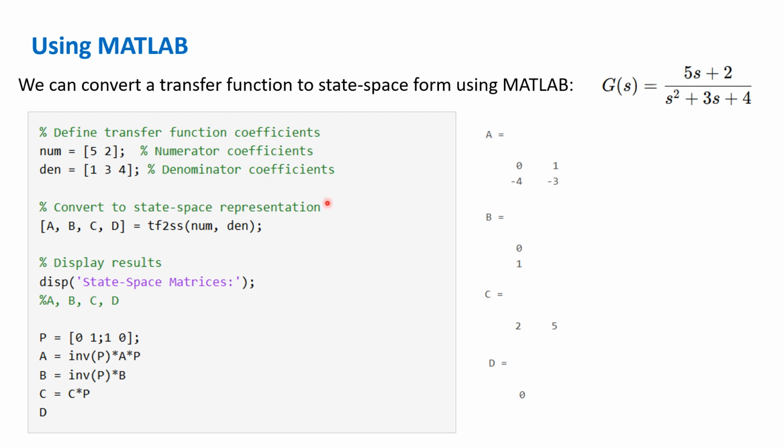Once we have this transfer function, we can plug it into MATLAB, and MATLAB will convert it to state space form for us. Here we enter the numerator, we enter the denominator, and we use the tf2ss, transfer function to state space function, as part of the Control Systems Toolbox, and we display the result.